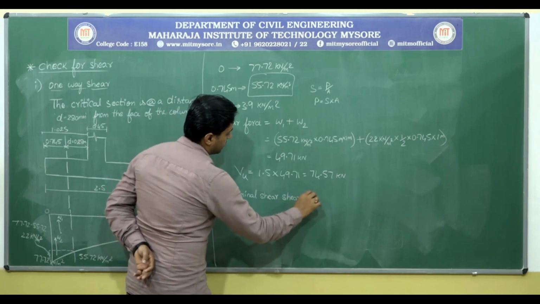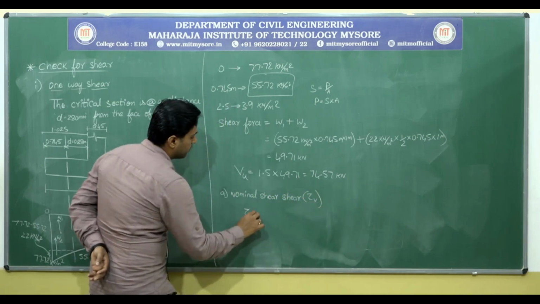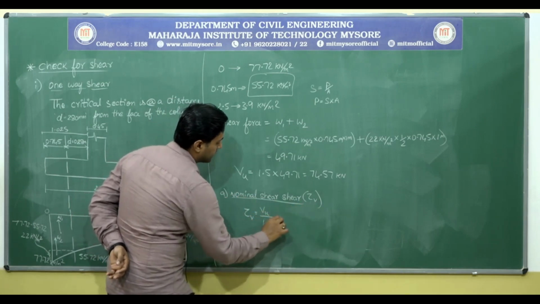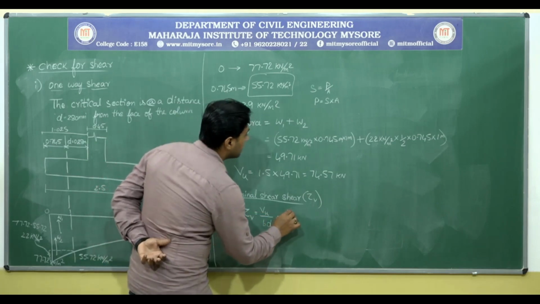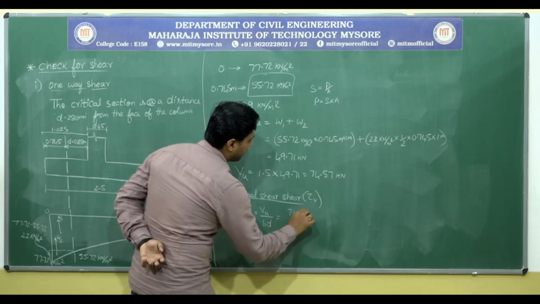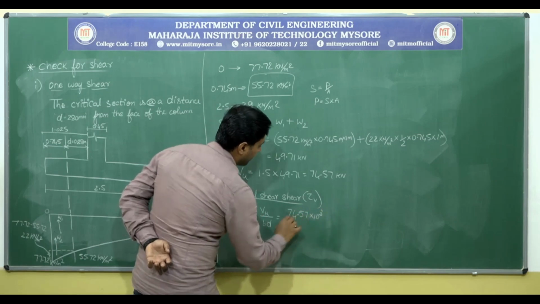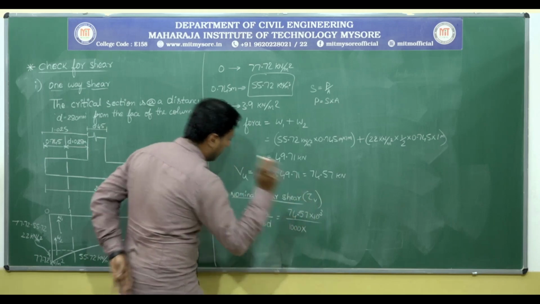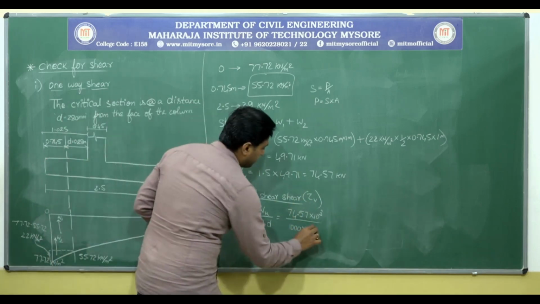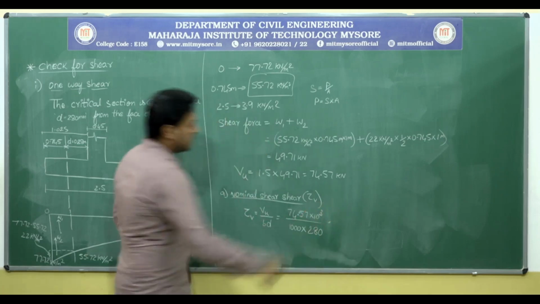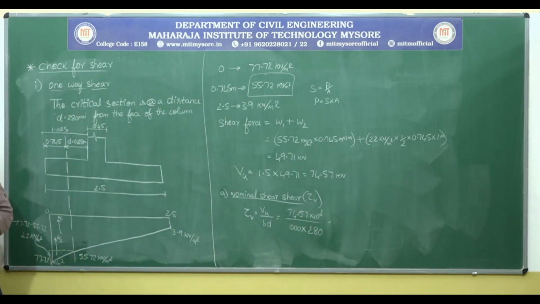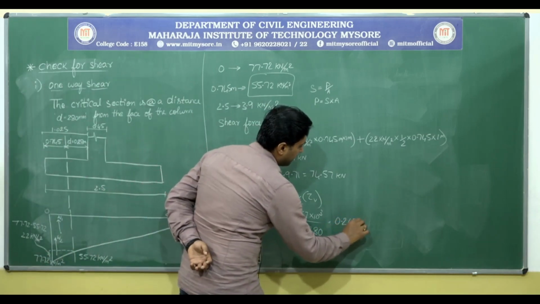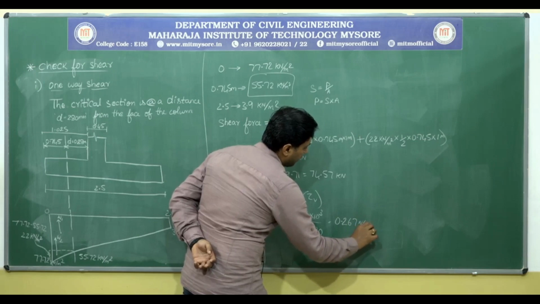It's nominal shear stress tau V. Tau V is given by Vu by b into d. Vu, just now we have calculated, 74.57 into 10 power 3 whole divided by, breadth is 1000 because it's a footing, depth is 280. So the value that we are getting here is 0.267 Newton per mm square.